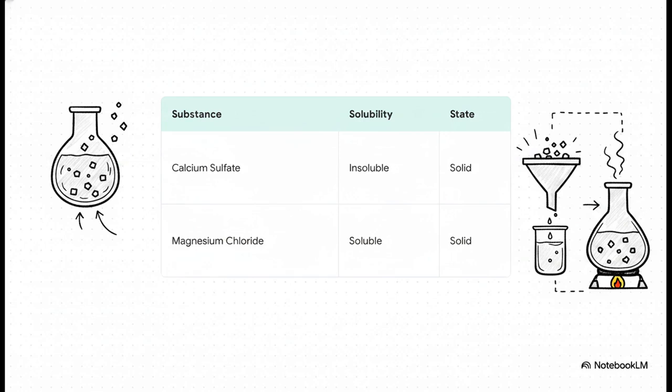Now, imagine a real-world scenario where you have a mixture of calcium sulfate and magnesium chloride. How on earth do you separate two solids? Well, take a look at their properties. One dissolves in water and the other doesn't.